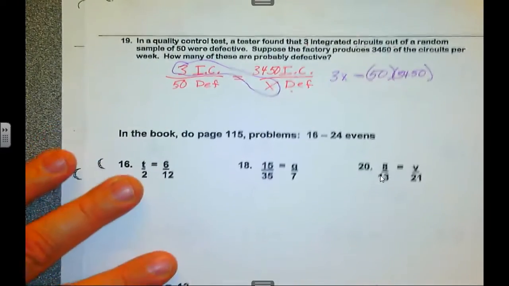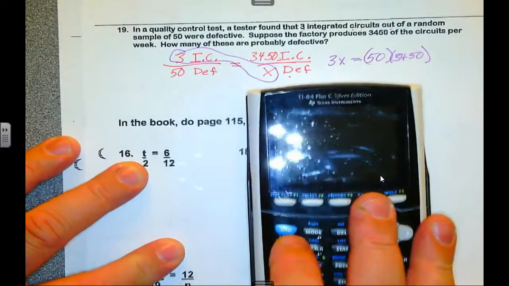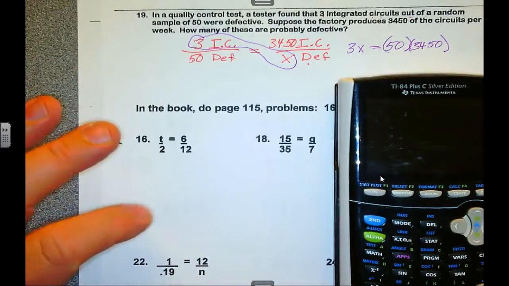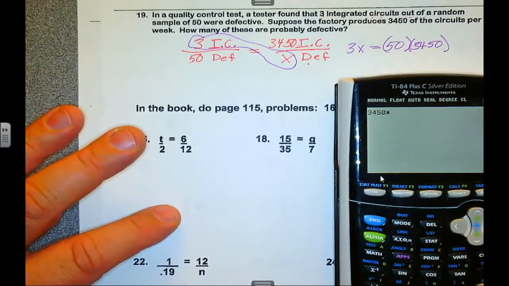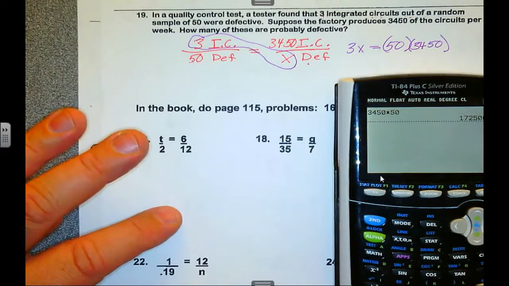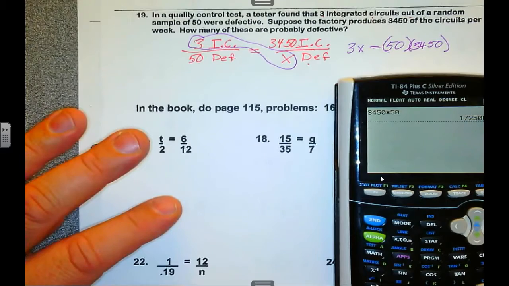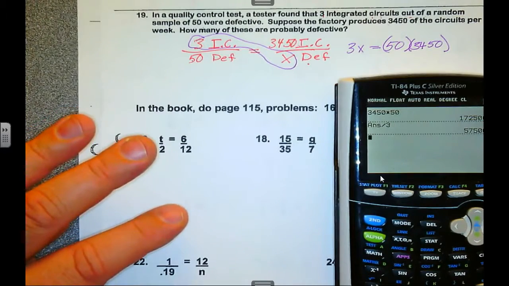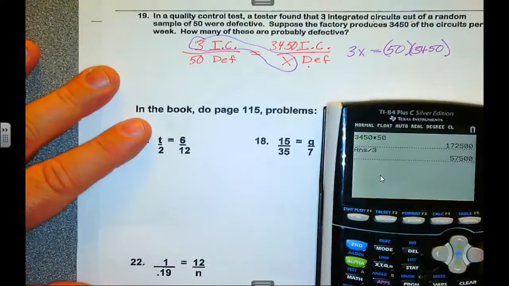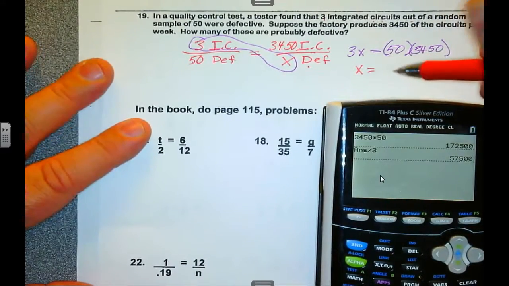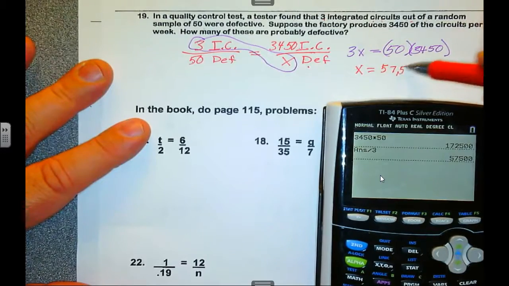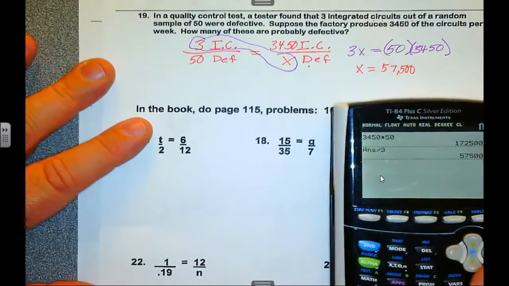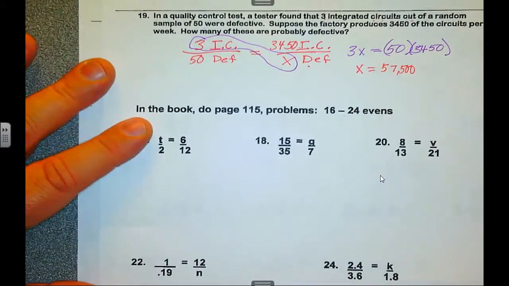And again, if you do this in your calculator, we could do it all in our calculator. Let's see, 3450 times 50. Make sure you hit enter before you divide it by the coefficient 3. And I get 57,500. ¿Comprendes?